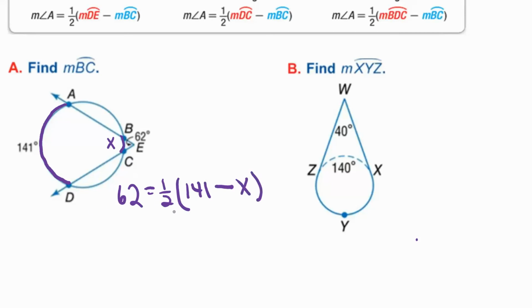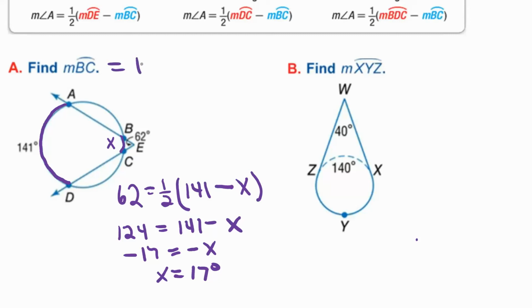Multiply both sides by 2, and I have 124 equals 141 minus X. I can subtract 141 from both sides, and I'll have negative 17 equals the opposite of X, which gives me that X is 17 degrees. So the measure of arc BC is 17 degrees.